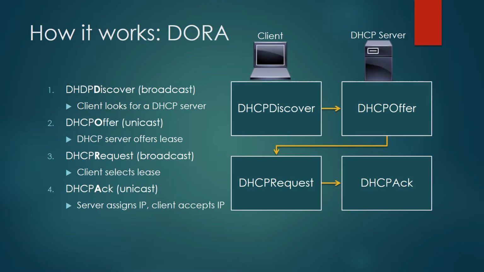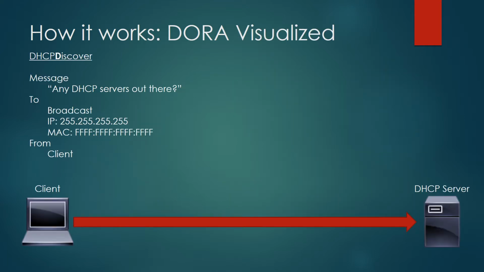So how does DHCP work? Well, we use an acronym called DORA: DHCP Discover, Offer, Request, and Acknowledgement. So when your client first joins the network with DHCP enabled, it sends out a broadcast address to every single device on the network, asking if they are a DHCP server.